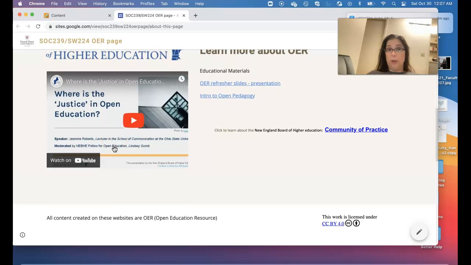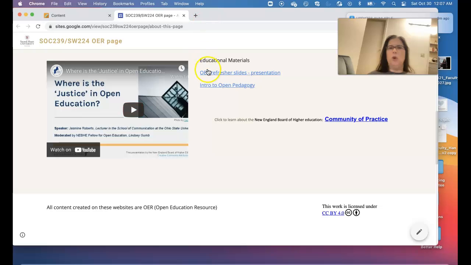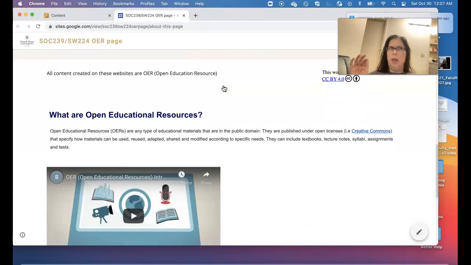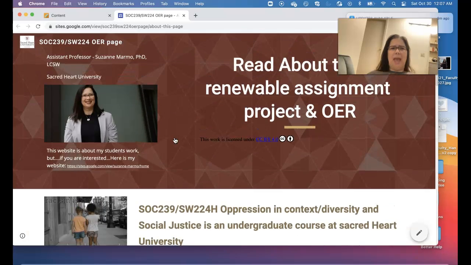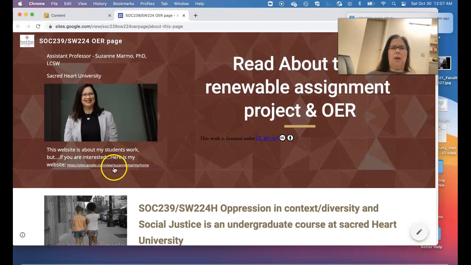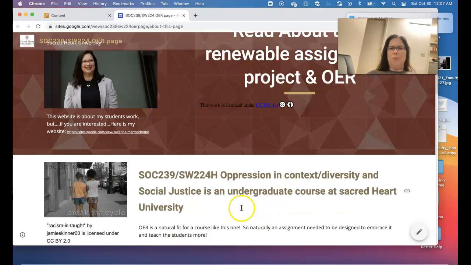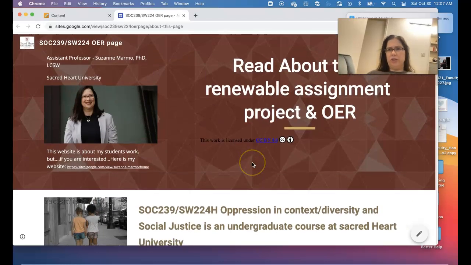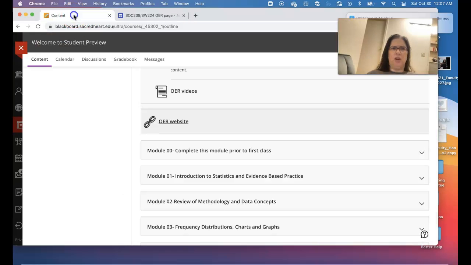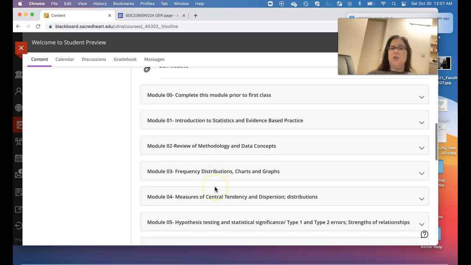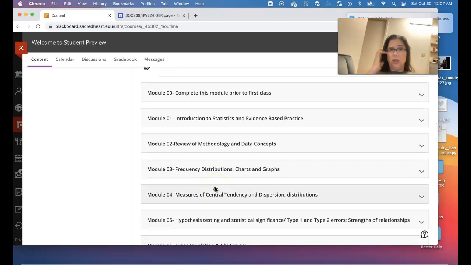Where's the justice in open education? Aligning open education to social justice. But over here are just some slides with some technical information about OER. And then some of my students' websites are linked on here too, from my other class that did OER, so you'll find some information there. So that's basically what the next few weeks look like, and you guys are doing great.